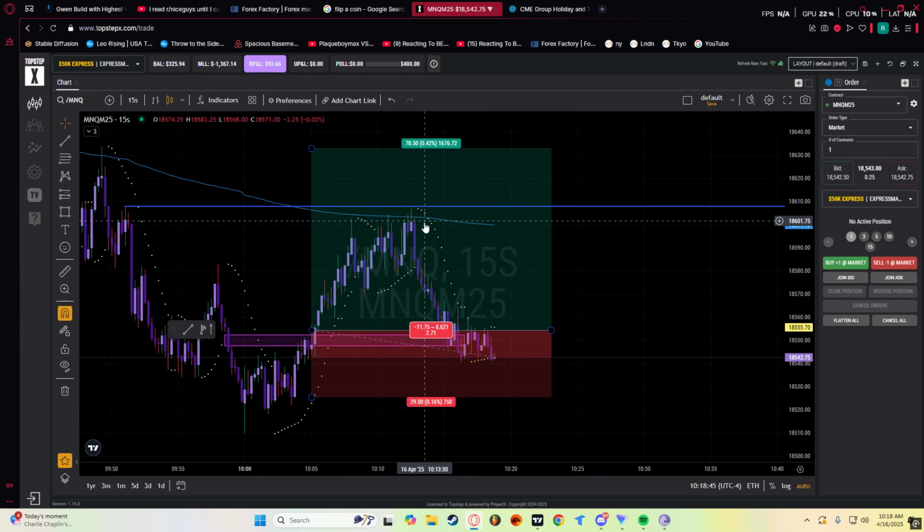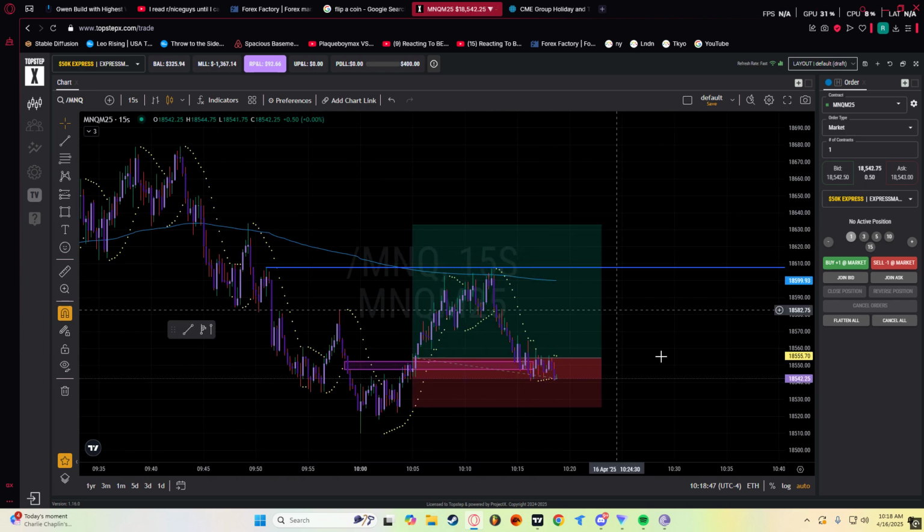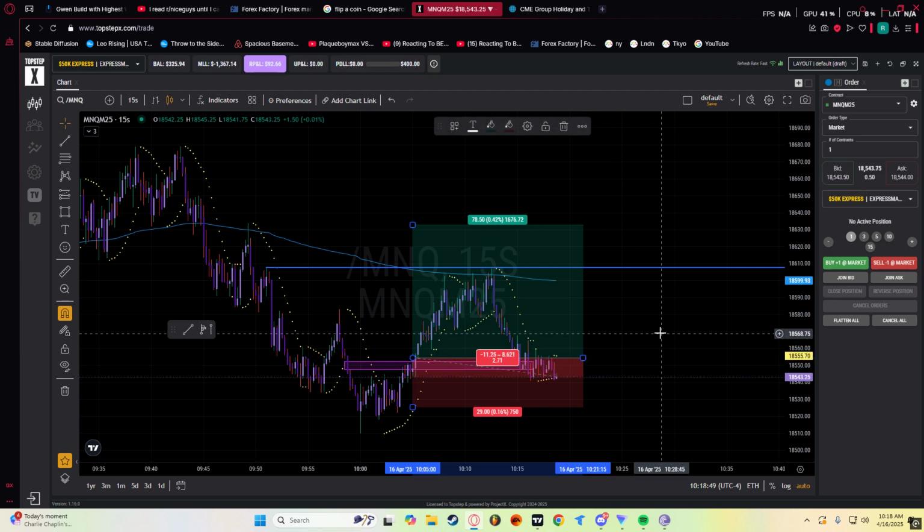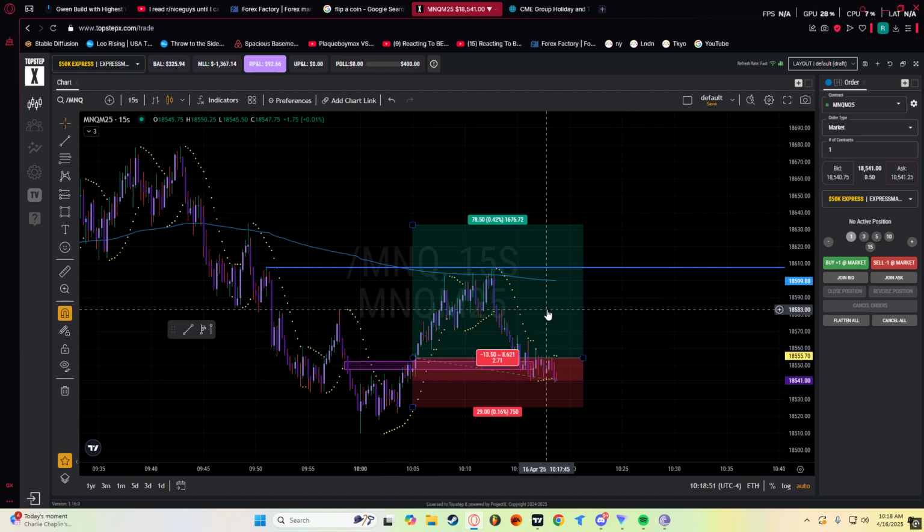And then as you can see, it rejects off of it. So maybe I should take full position off. I'm not mad at it though. But it was a solid reversal trade. Solid.